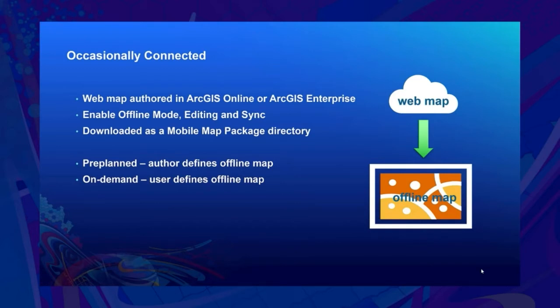The pre-planned workflow is less flexible because the author has to define the map up front, but it's extremely scalable because it means that many users can all download those same maps very quickly. They don't have to wait for any services to be generated, and they can simply download the map and take it into the field. With the on-demand workflow, the user has a lot of control over what they want to take offline, but things can take a bit longer to generate because you're creating a new offline map every time.